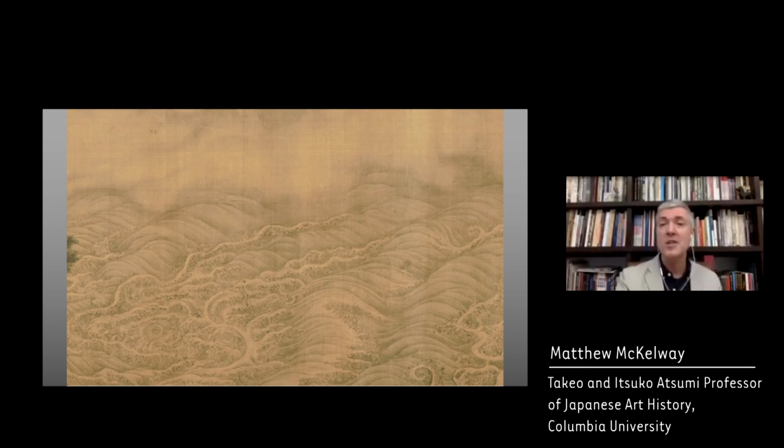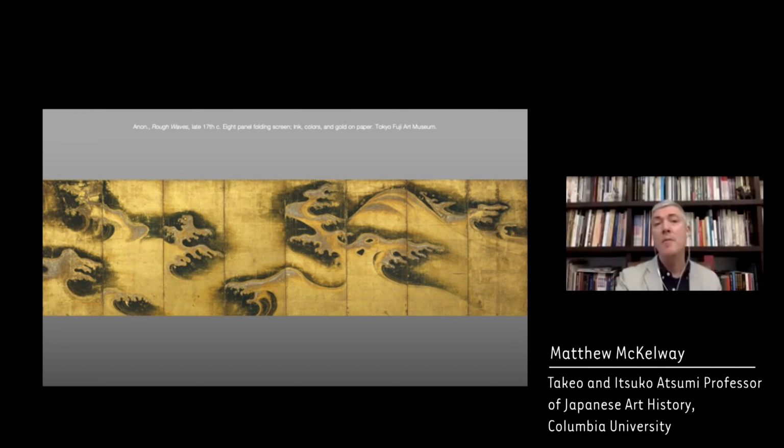Our next image takes us into Japan. This is a work that I believe dates from the 17th century, late 17th century, called Rough Waves. It belongs to the Tokyo Fuji Art Museum in the outskirts, the western suburbs of the metropolis. It's an 8-panel folding screen, so it folds, gilded, and on top of which are painted in ink, I think some azurite blue, and a shell-based white pigment, rough waves once again. But here, waves themselves are the subject matter.